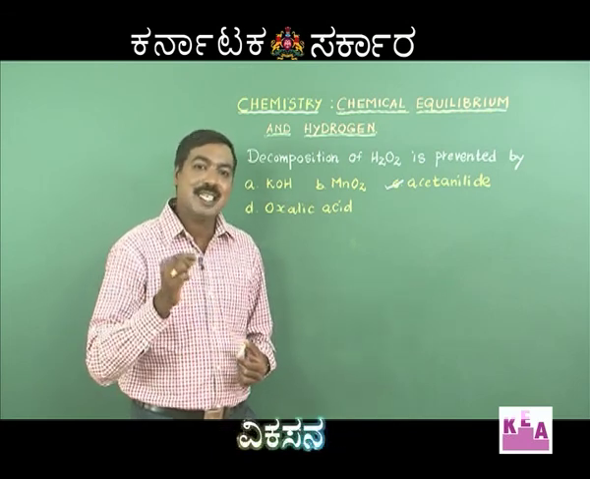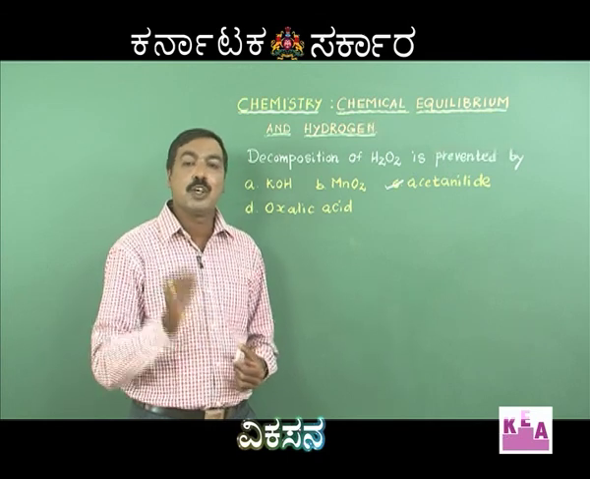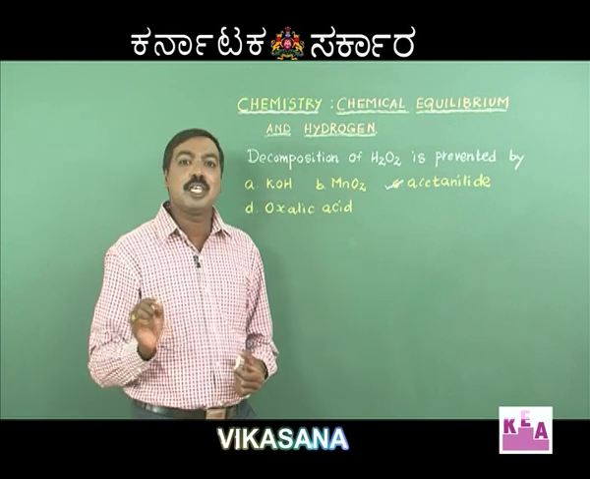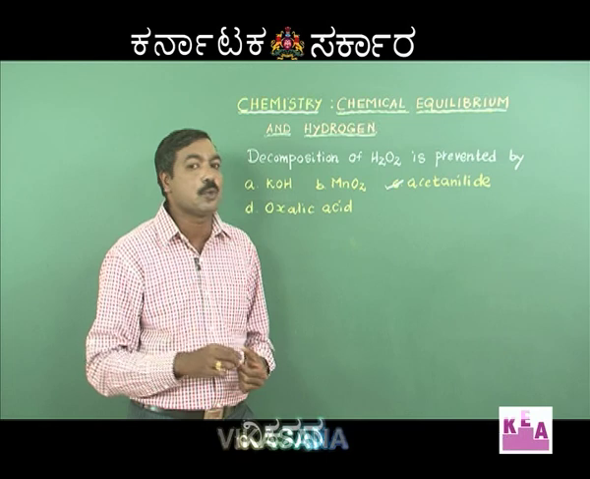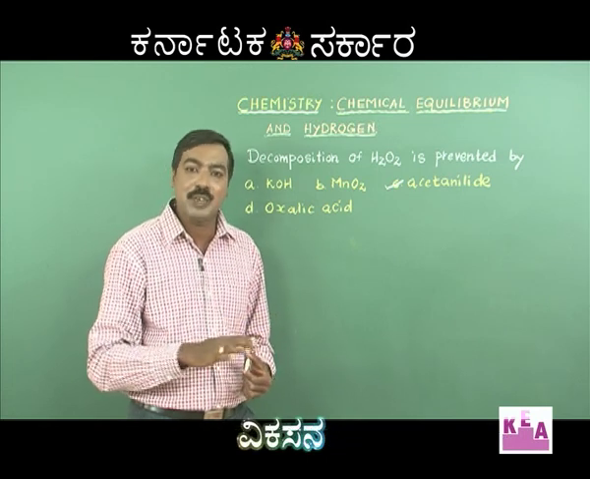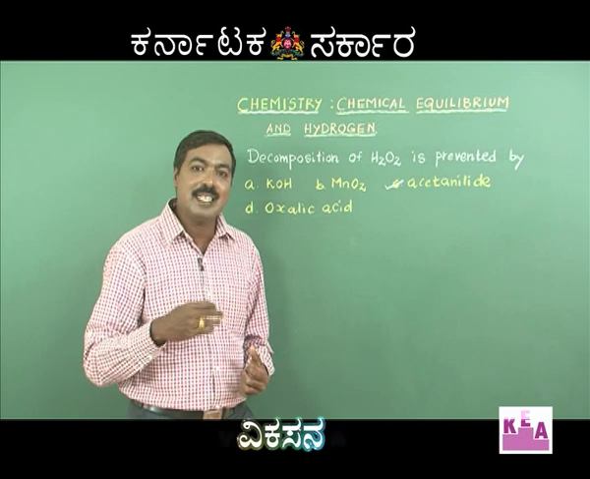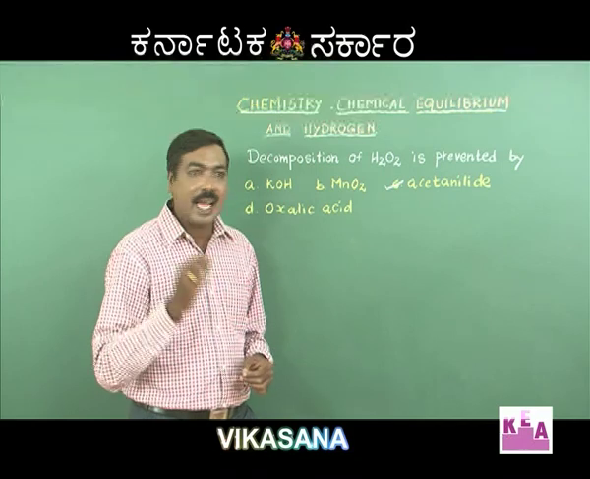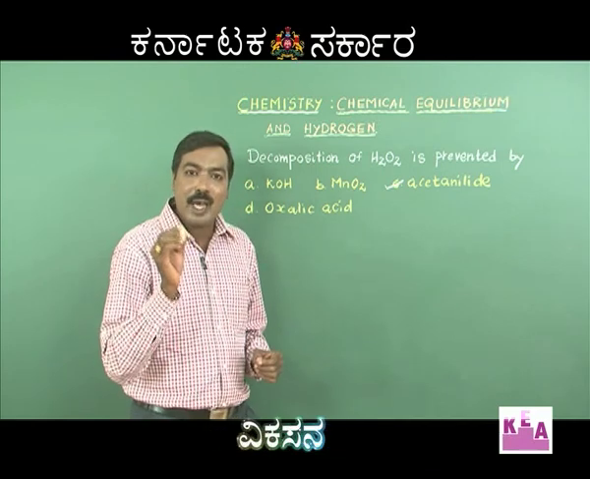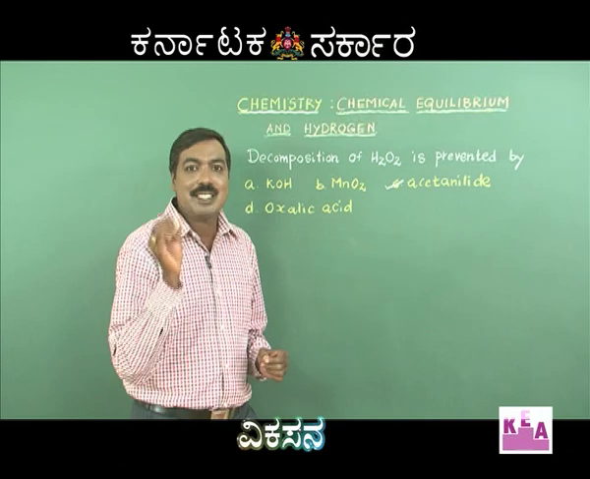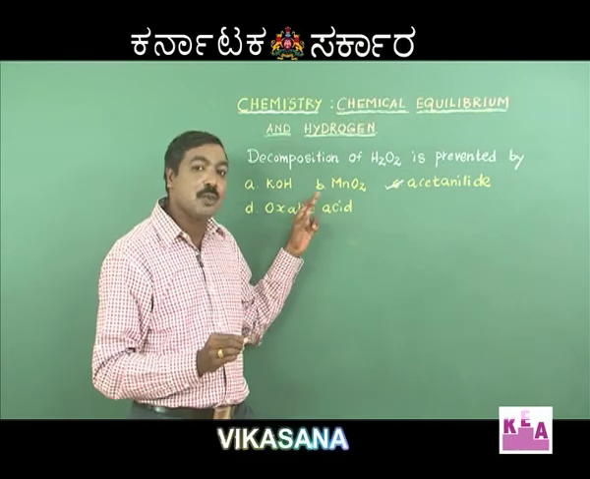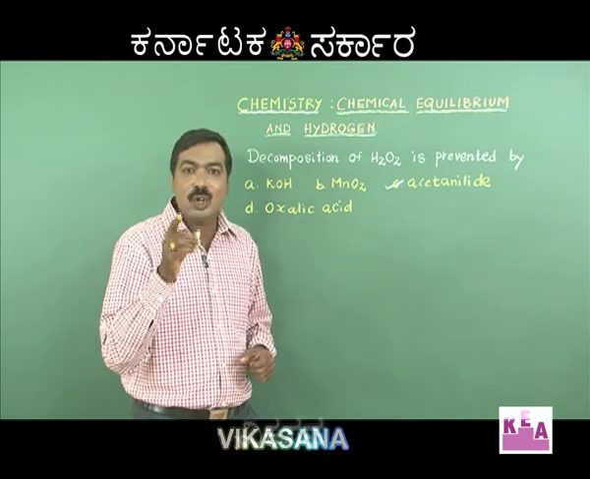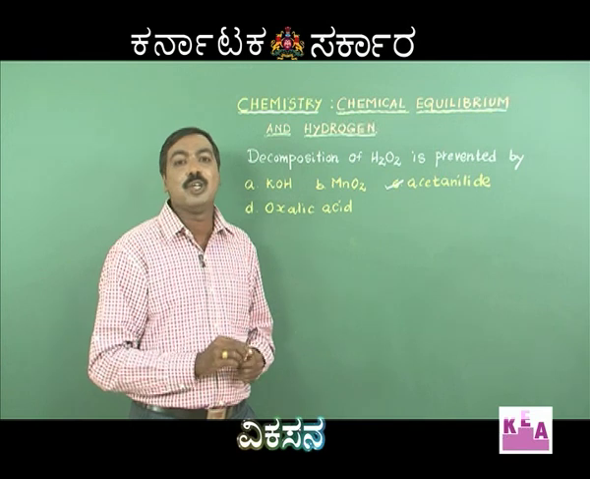It influences the rate of decomposition of potassium chlorate. Potassium chlorate, KClO3, undergoes decomposition to form KCl and O2. By all means, the reaction is very slow. If I want to accelerate the decomposition, if I want to make the reaction go a little faster, I add MnO2. MnO2 acts as a positive catalyst, influences the decomposition of potassium chlorate, and here acetanilide acts as a negative catalyst, slows down the rate of decomposition of hydrogen peroxide.